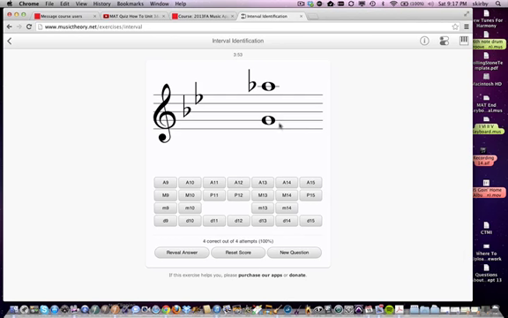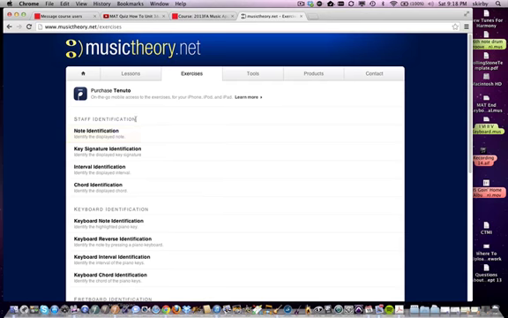Okay, we've got another one here, G, and the upper note is A flat. Bring that upper note down, G to A flat is a second. What kind of second? Minor second. Add 7, a minor ninth. Choose minor ninth, wherever it is. Okay, so that's intervals. Let's talk about chord identification.